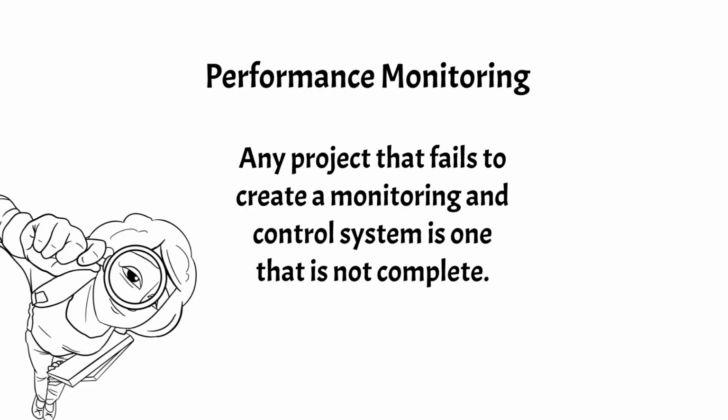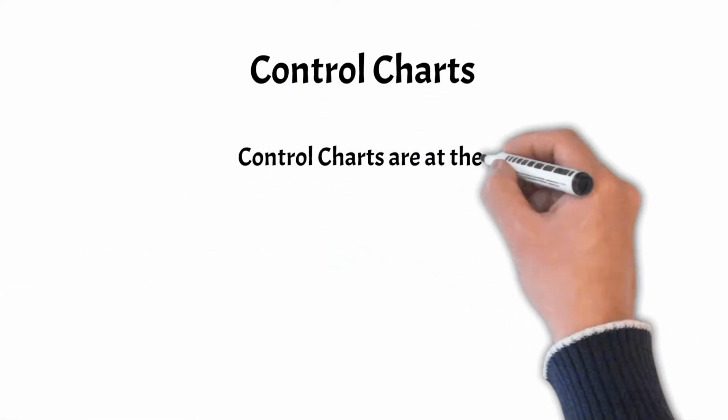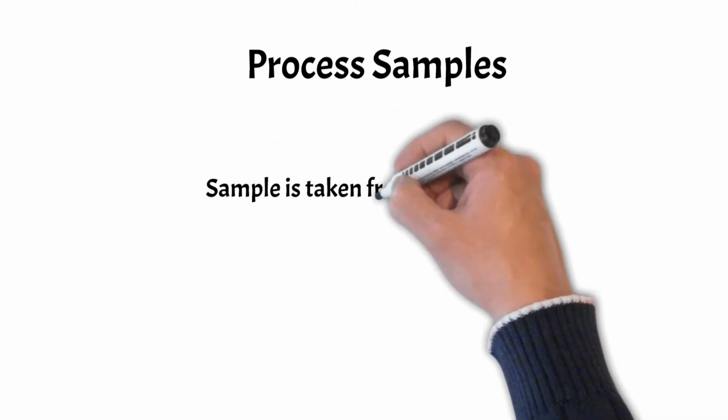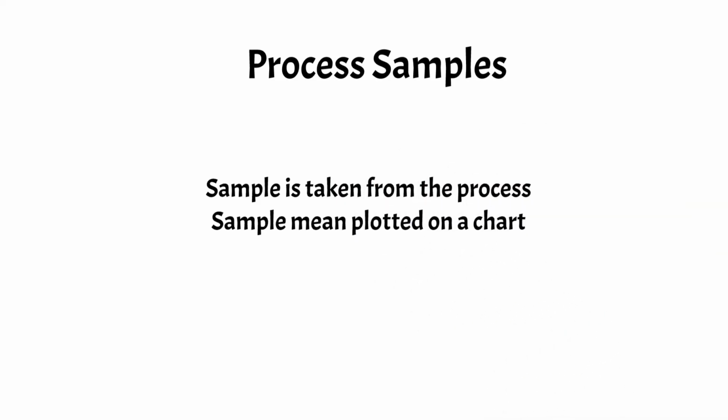Control charts are at the center of the monitoring and control function. While the statistics behind these charts can be quite complex, the basic concept is simple. When constructing a chart for customer satisfaction, a sample of 20 customers would be taken every month, and the average would be plotted on a control chart. As long as the sample mean remains within specific boundaries, the process would be considered to be in control.